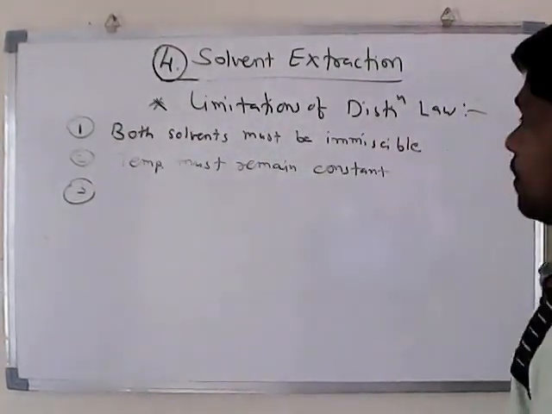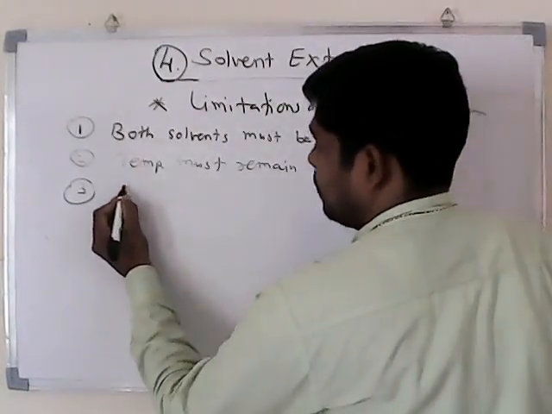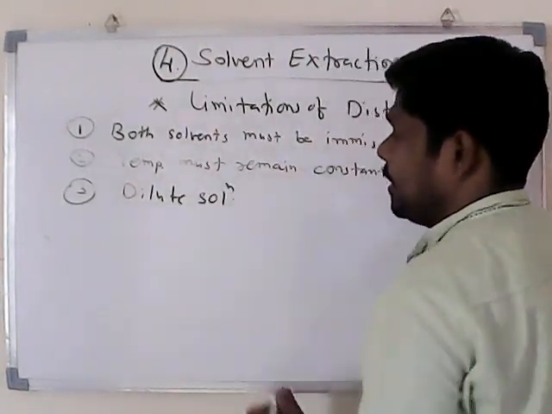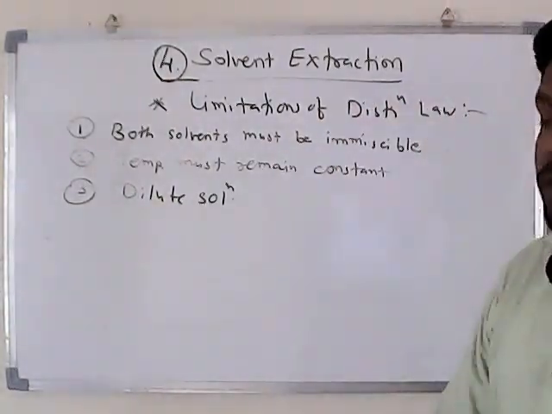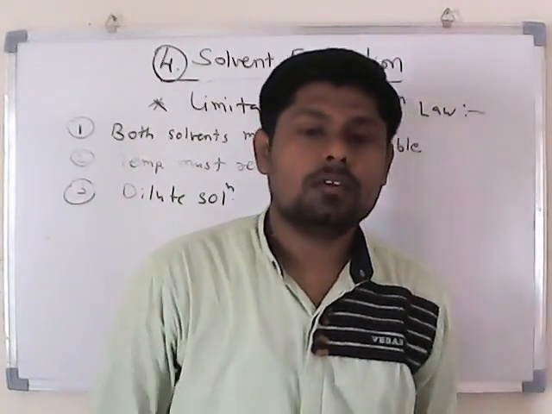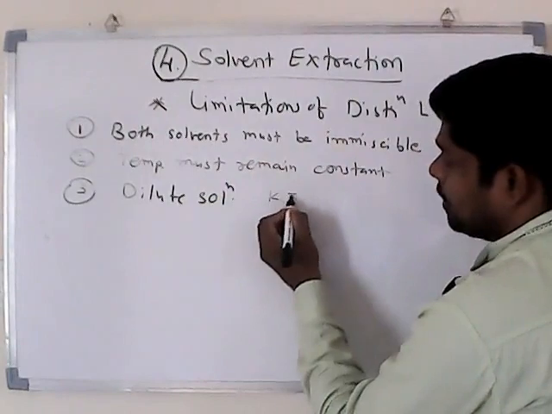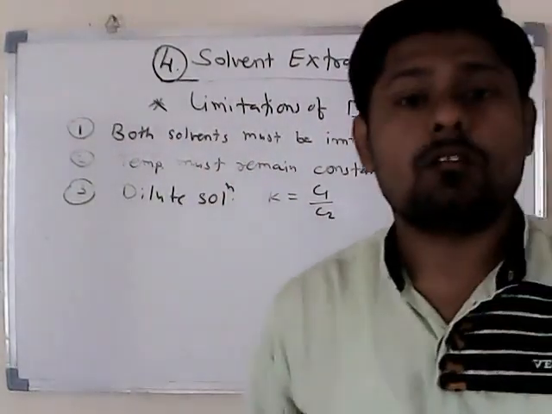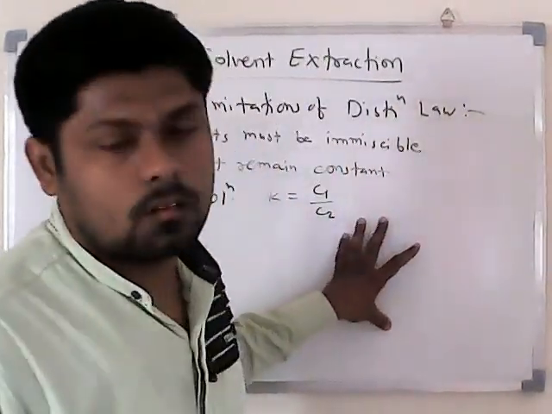Then the next limitation, that is the law of distribution is applicable to dilute solutions only. Okay, the law of distribution is only applicable to dilute solutions. That means for dilute solutions the ratio K is equal to C1 by C2 is applicable. But in case of a concentrated or highly concentrated solution, this law is not applicable. What is the reason behind that?